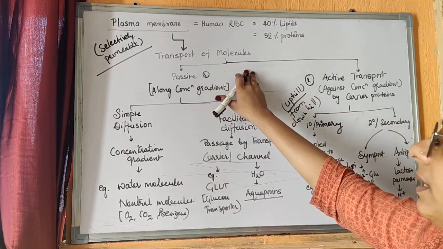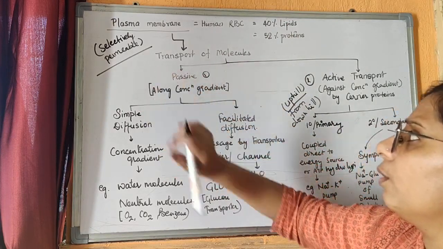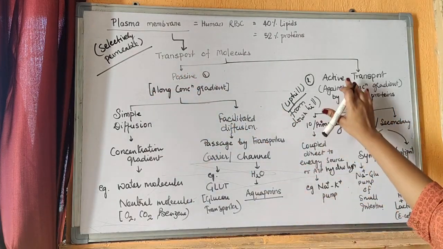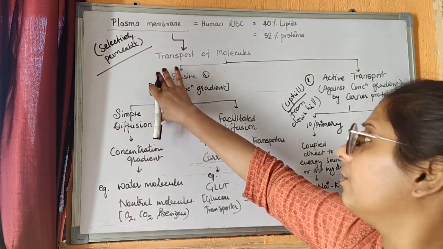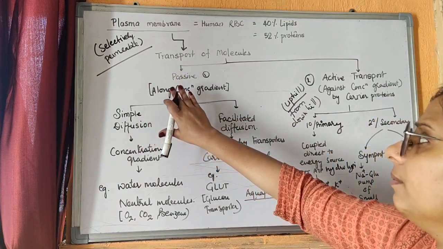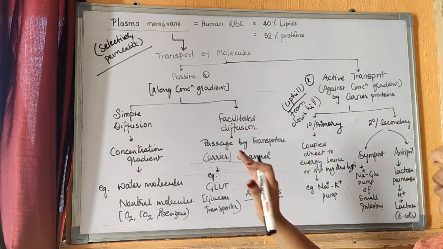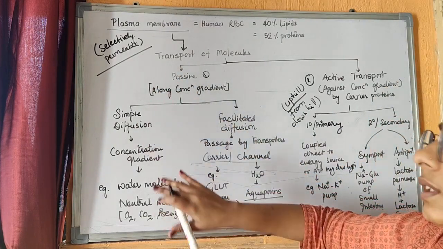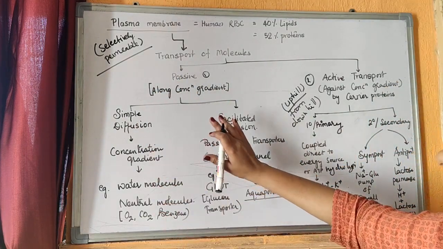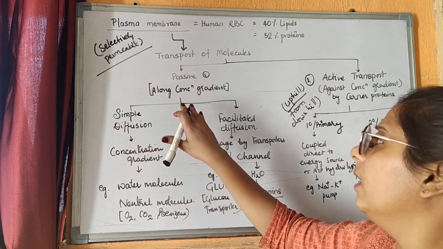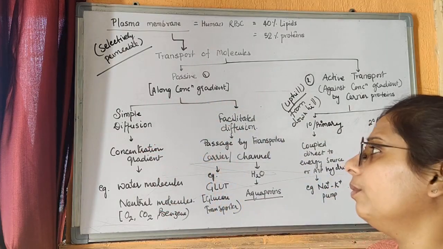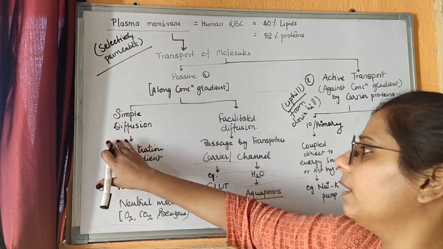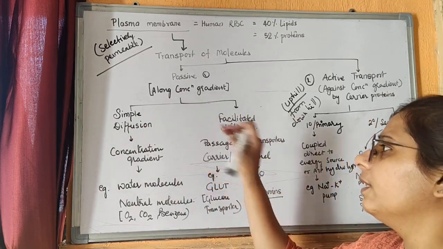The plasma membrane transports molecules via two methods. The first one is the passive method and the second is active transport. The first is the simple method of transporting molecules, which depends only on the concentration gradient. In some cases, it depends on the electrochemical gradient for polar molecules. Passive transport is of two types: simple diffusion and facilitated diffusion.